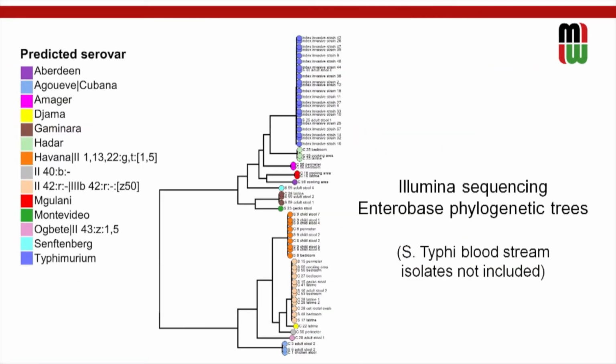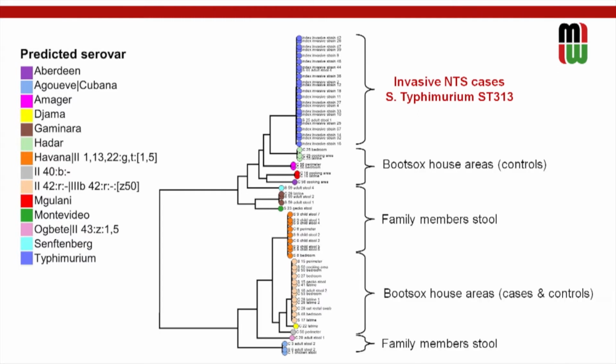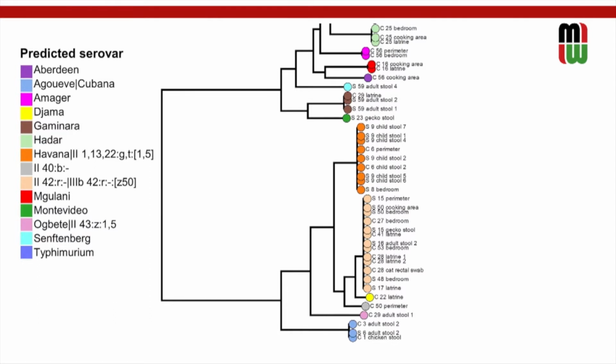This is the phylogenetic tree that we produce by Illumina sequencing, and it's been constructed using Enterobase. And we've left the Salmonella typhi out because they're quite outliers, and we all know that we have H58. All the invasive strains are up here at the top. They're all Salmonella typhimurium ST13, and we're going to consider those in a minute. For the moment, we're going to concentrate on the bottom half, which is where most of our boot socks environmental and family member isolates came from.